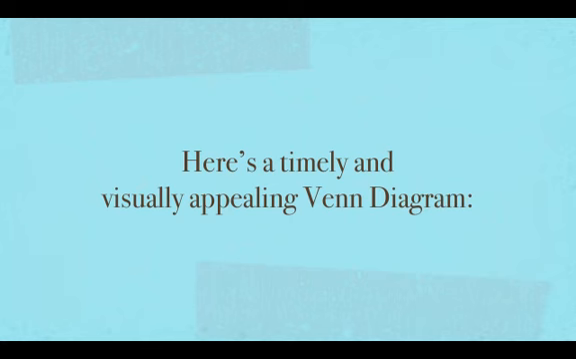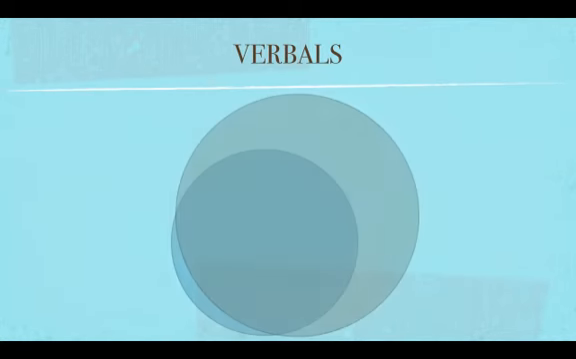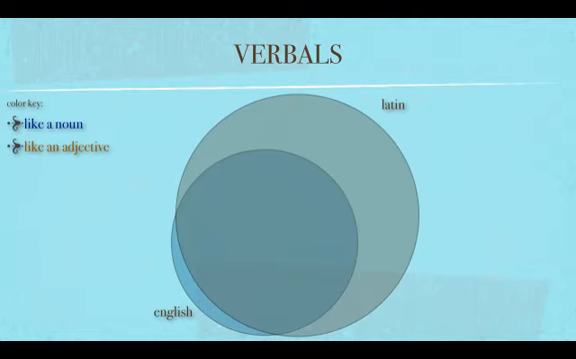Here's a timely and visually appealing Venn diagram delineating the types of verbals in both languages. So I realize that those circles are weirdly spaced for being a Venn diagram. That's because Latin has all the verbals and English only has 3. So we will have some verbals that exist in Latin but not English. We won't have the same condition reciprocated.